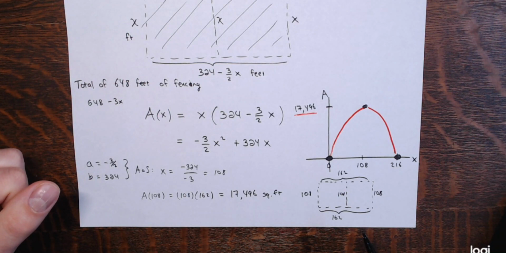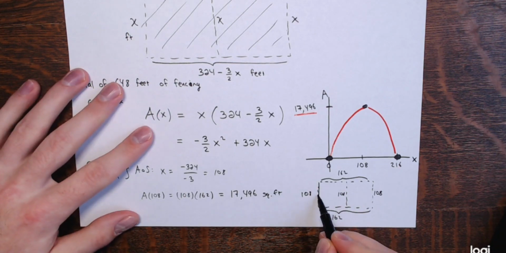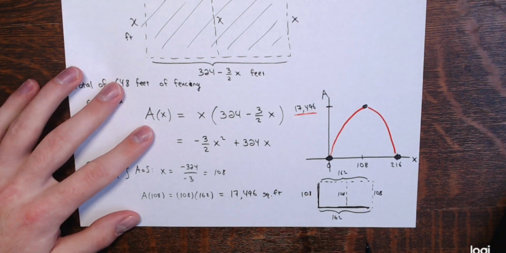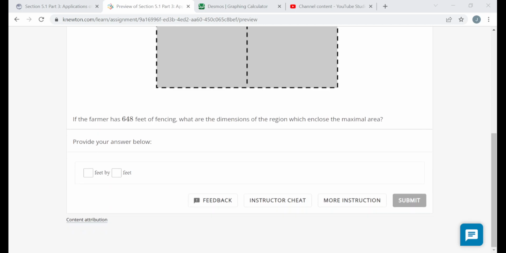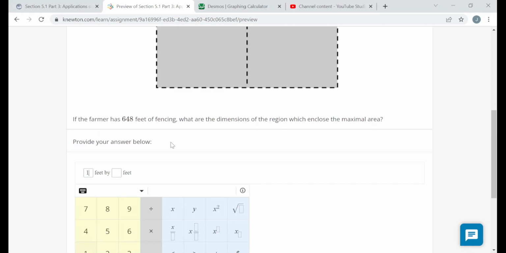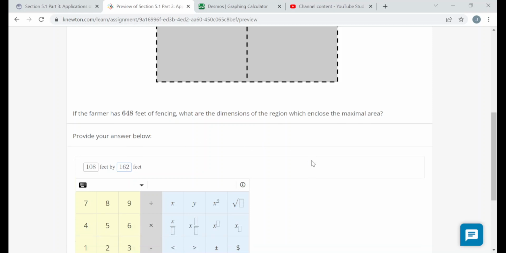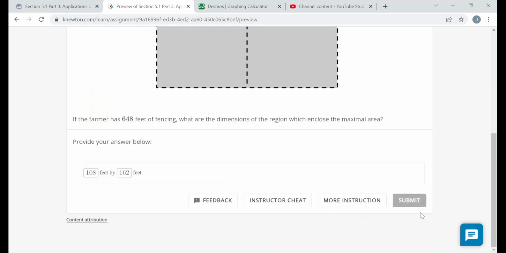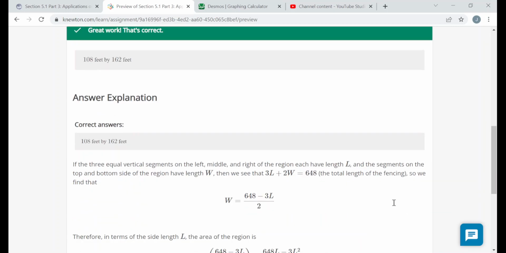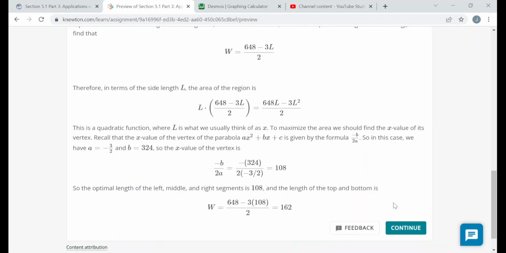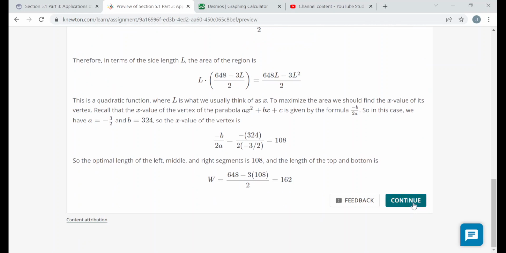All right. But the dimensions of the rectangle are 108 by 162. And that's what they want. They want the dimensions that give me that largest area, that maximal area. So 108 feet by 162 feet. Great. And again, please, read through the answer explanations.